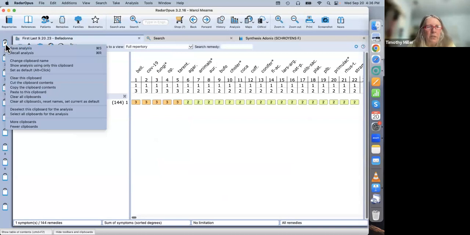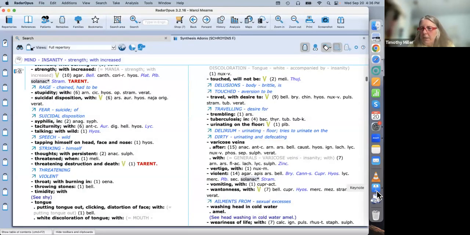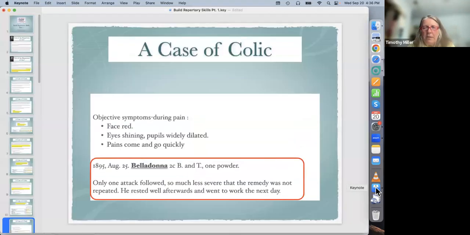So let's clear the decks and get back to our presentation. Now we're going to complicate things a little bit. That one, we all knew it was Belladonna from the beginning, right? Great study case though, because at the end of the day, if we didn't know that the pains came and went quickly, we might have given Nux vomica or something else.